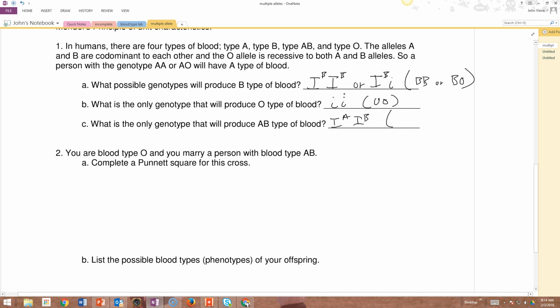Those are lowercase i's right here. You talking about these right here? Yeah, those are my lowercase i's.